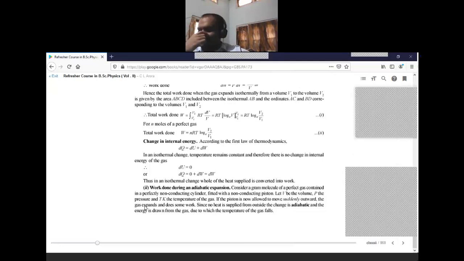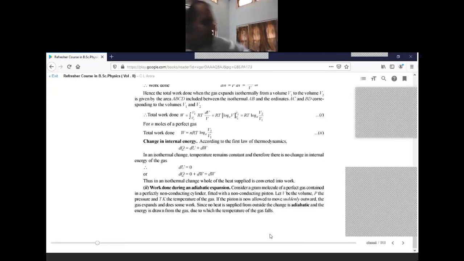Okay, so consider a gram molecule of a perfect gas. Just like yesterday, gram molecule means 1 mole of a perfect gas contained in a perfectly non-conducting cylinder. Why do we need a non-conducting cylinder? Because the process is adiabatic. Adiabatic means there should not be any heat coming into the system, or any heat going out of the system.